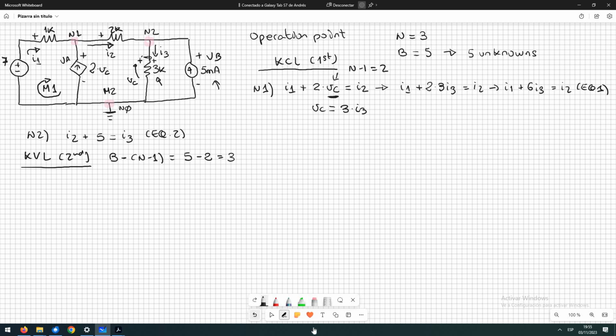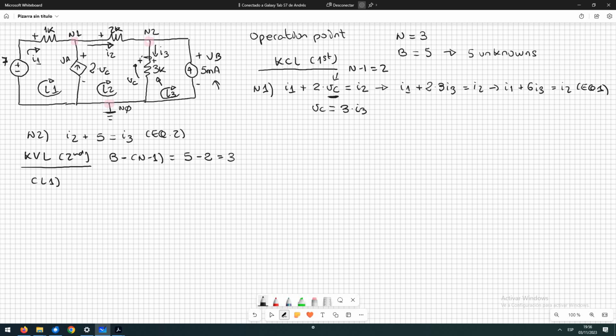I chose M from mesh, but I'm going to choose better L from loop, because loop is a more used term in English for this kind of circuit analysis. So we start with loop 1.